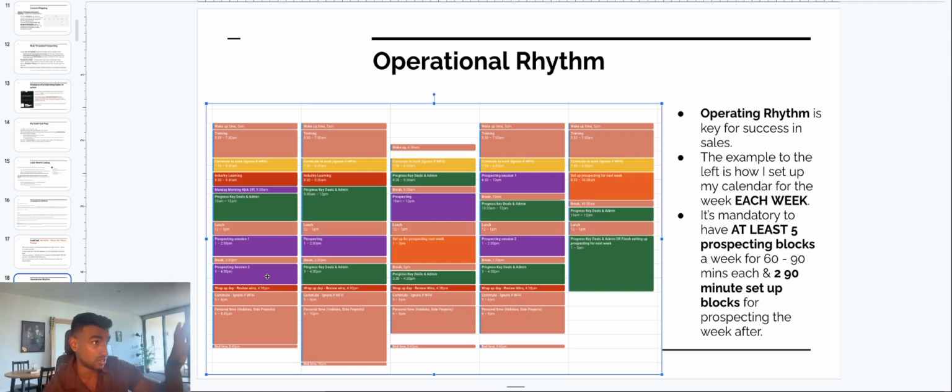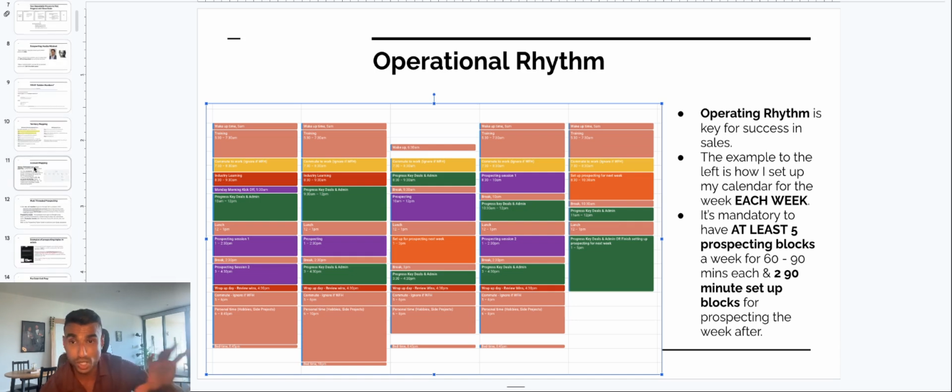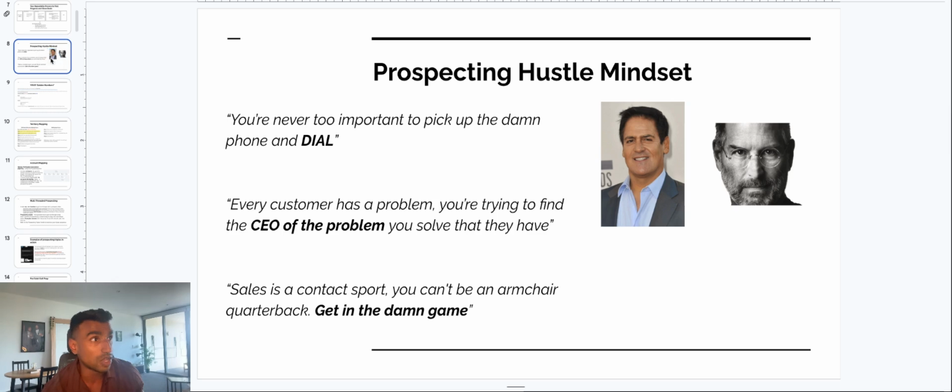We'll get to this. This is the operational rhythm part of the prospecting thing, but the prospecting session, we'll get to that, right? So let's go back to mindsets. Those are 3 things that I want you to keep top of mind.